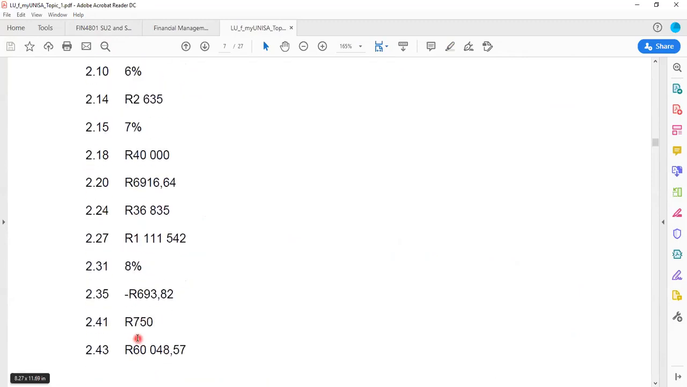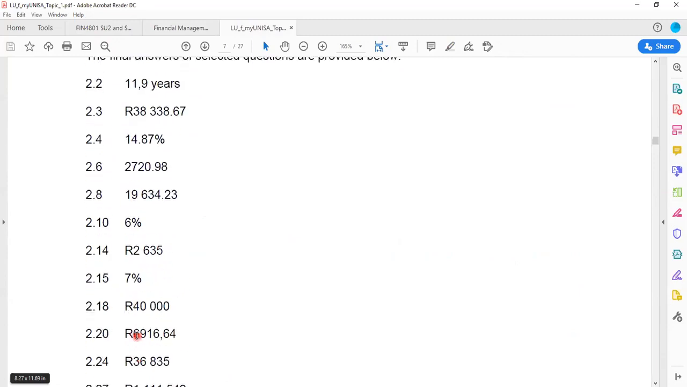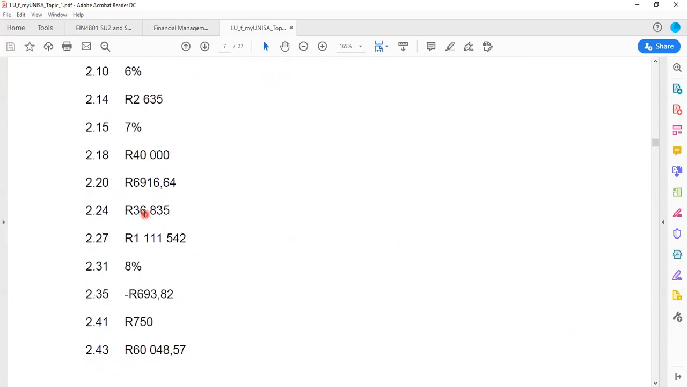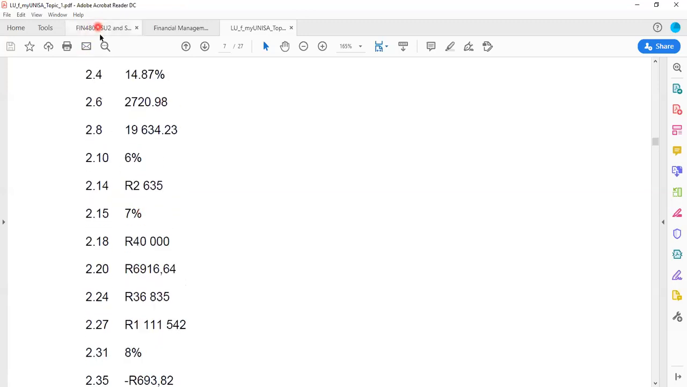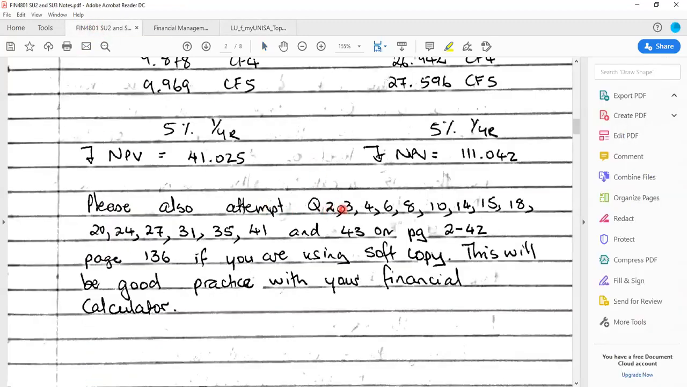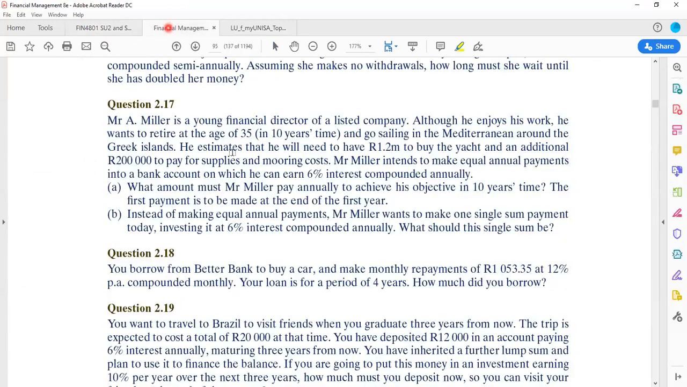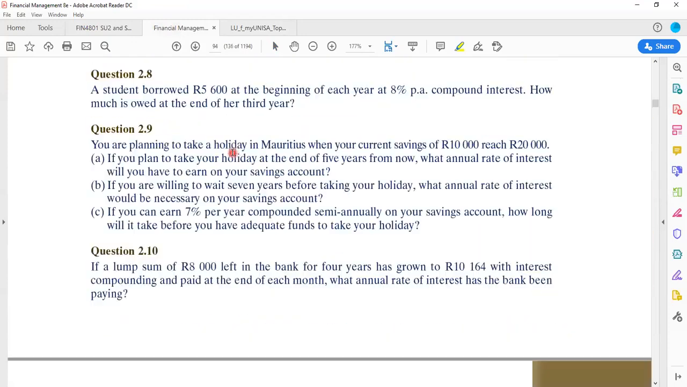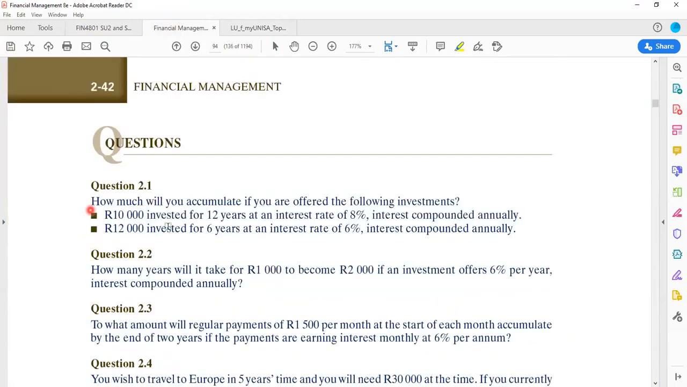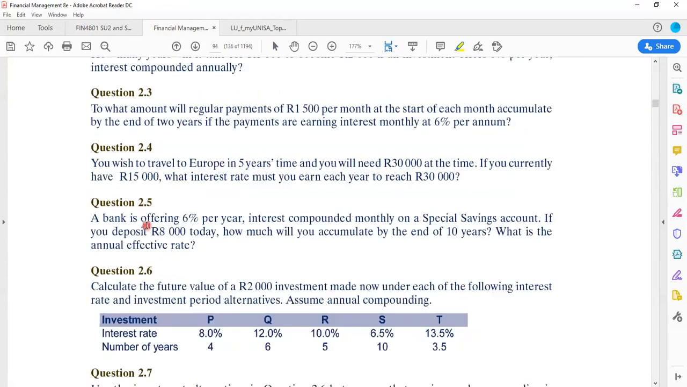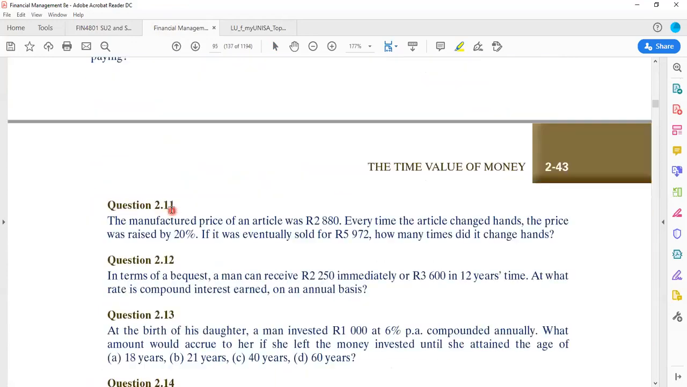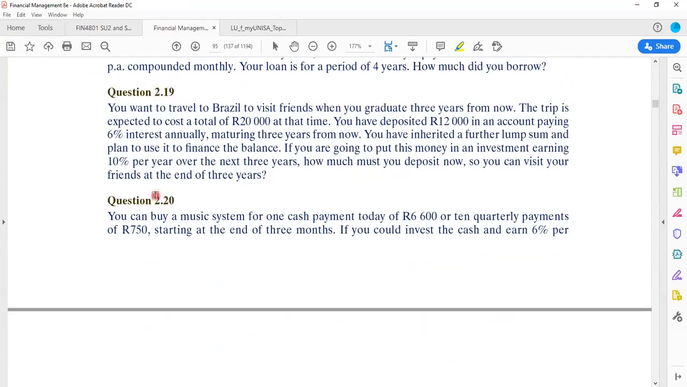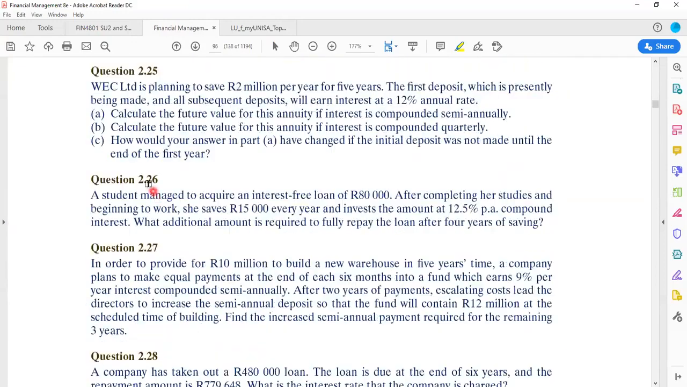Okay. And if you need assistance with any of these questions, if you can't get the answer, then please let me know if you don't know where it's coming from. But otherwise, please try these questions. They start on page 2-42 of your prescribed textbook. They are just good practice in terms of helping you to become familiar with your financial calculator, which is very important. So please try those questions, okay?